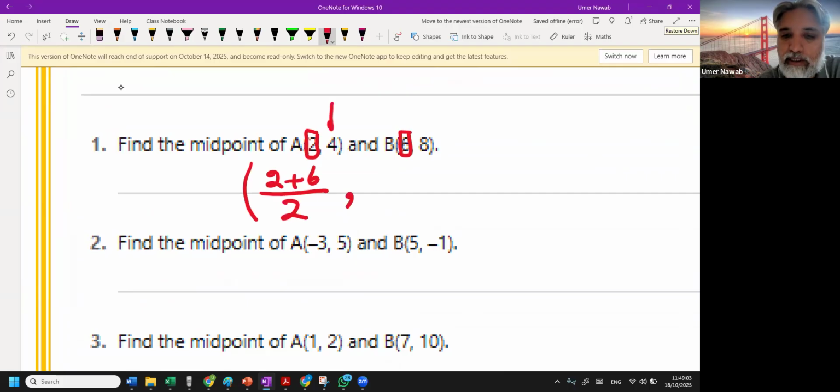What is the y coordinate? 4. What is the y coordinate? 8. 4 plus 8. Don't take the difference. We take average. That's why I use the word average. Average means add all the y coordinates and divide it by 2.